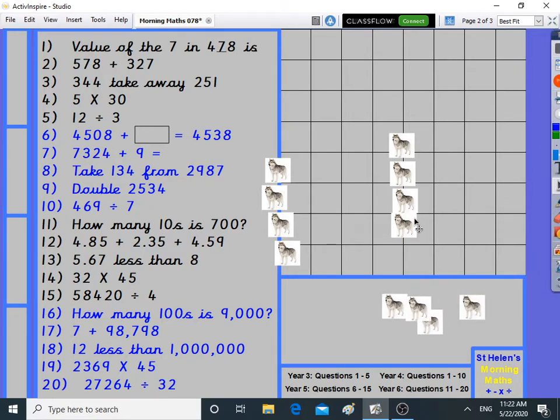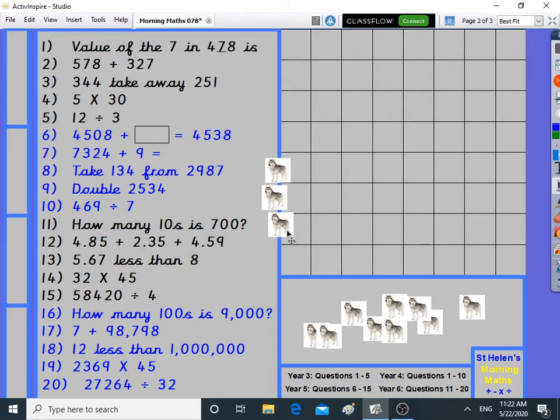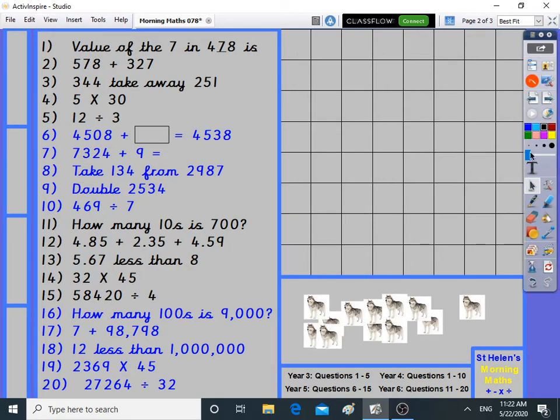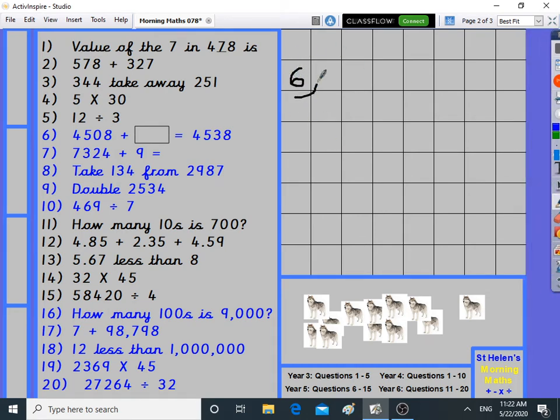So we're on the year 4 level section. Question 6. I know a lot of year 3s do carry on past their work into year 4. So we'll do number 6. 4,508 plus something equals 4,538. I'm going to write it underneath actually. If I line it up, this might help me to see it.